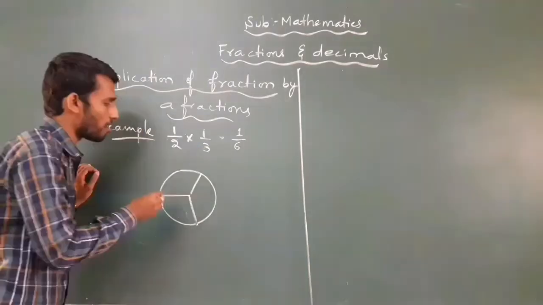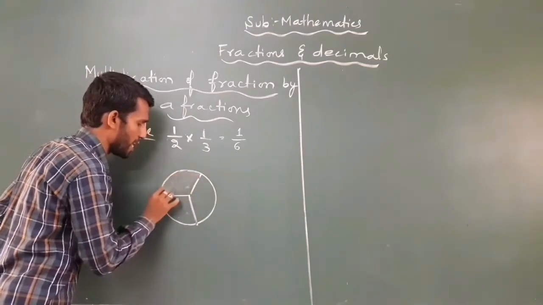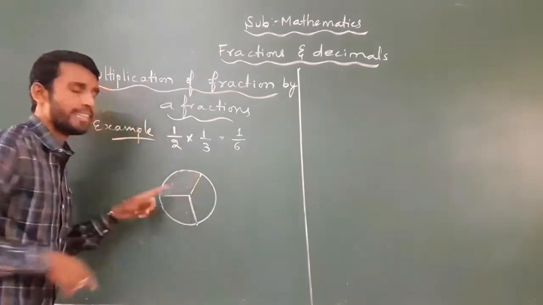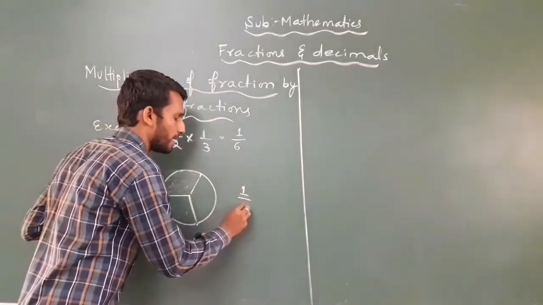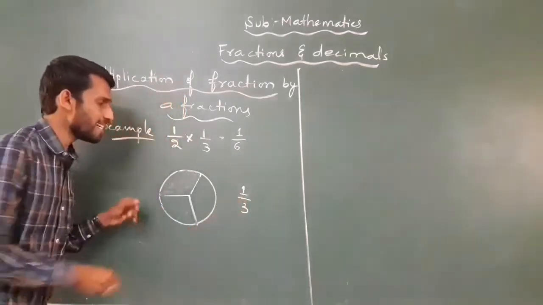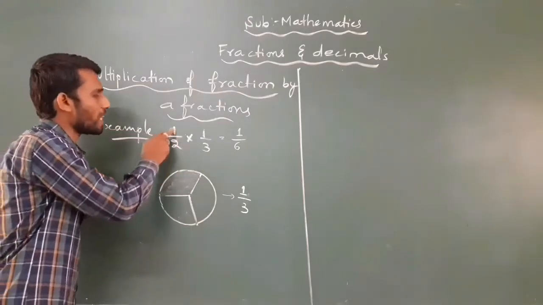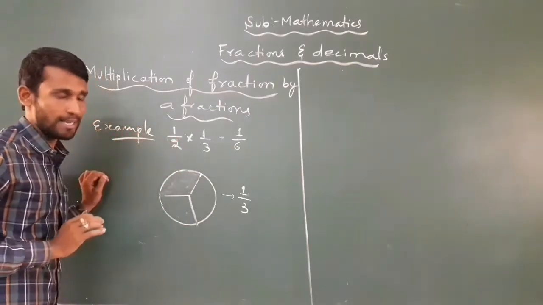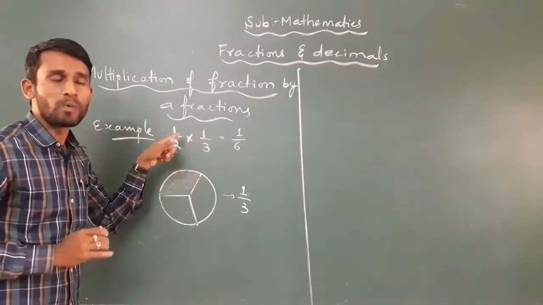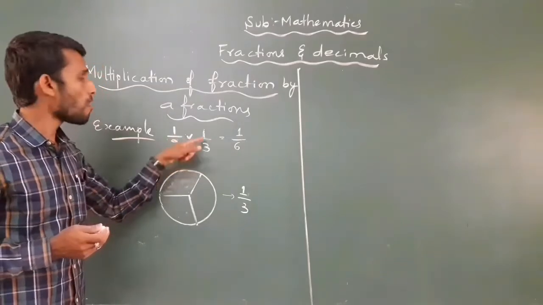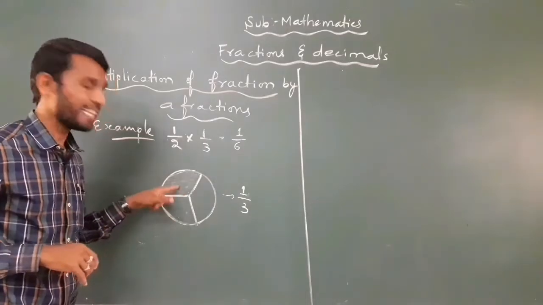Within the 3 parts, I am shading one part. This circle represents 1 by 3. Next, we have to represent 1 by 2 in this circle. See, when we are representing 1 by 2 into 1 by 3, we can say 1 by 2 of 1 by 3. This 1 by 2 also we have to represent in this circle.